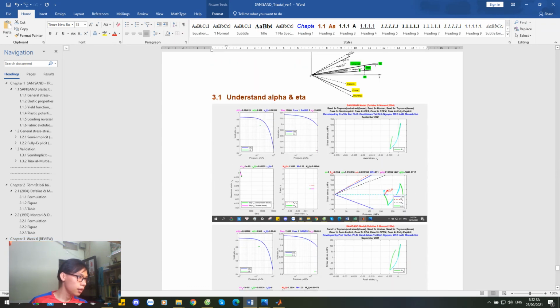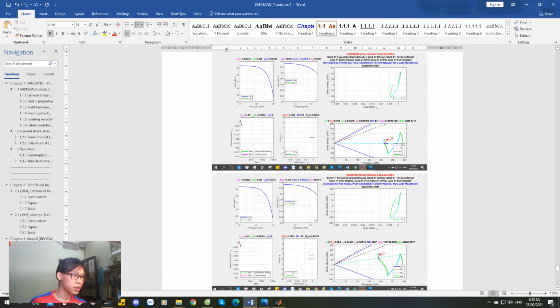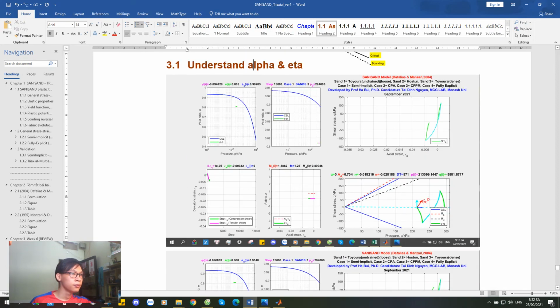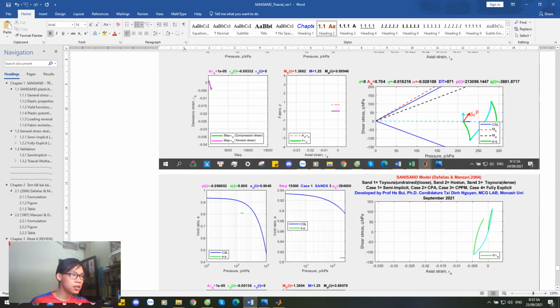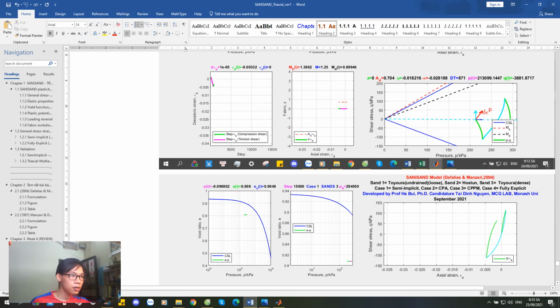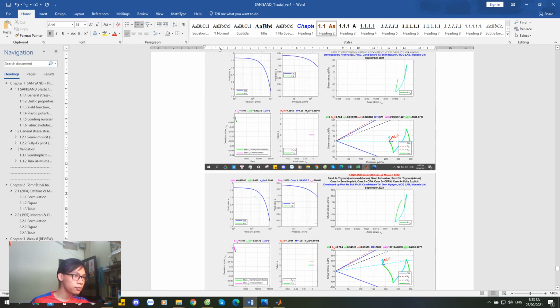Okay. First, I want to make it clear, to understand alpha and eta. This is a picture where I draw the eta and alpha. You can see there the eta is this line, but the alpha is the zero line. This figure I just don't draw, but you can see eta and alpha. Eta is always bigger than alpha.